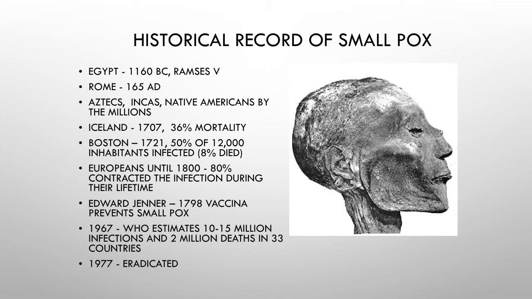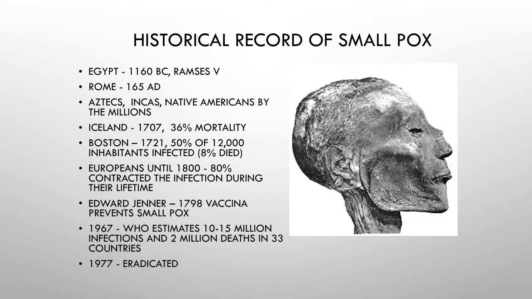So there's the Edward Jenner information, 1798. In 1967, it was proposed that we had this effective vaccine. Let's try and wipe out smallpox. There were still, in 1967, 10 to 15 million cases per year and 2 million deaths in 33 countries. And so the World Health Organization organized teams to go out and try and snuff out these outbreaks with the vaccine.